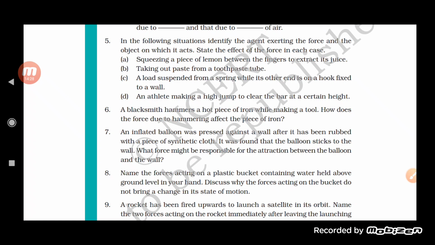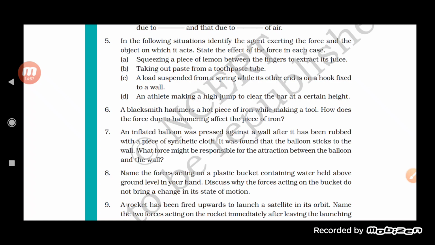Now, an athlete making a high jump to clear the bar at a certain height. So an athlete making a high jump to clear the bar, and obviously this will change the shape. Yes, it will change the shape of the athlete while running. It will change the shape of the athlete.